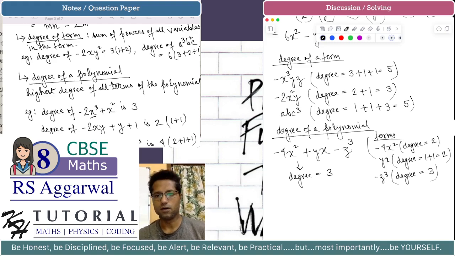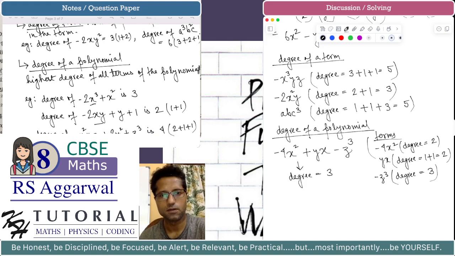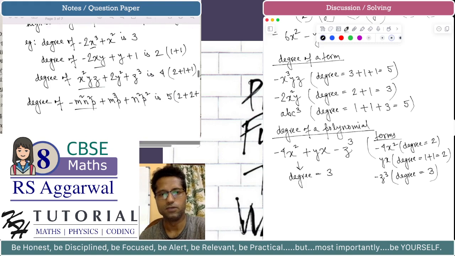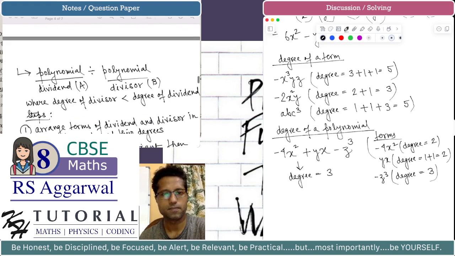So this is the degree of a polynomial, that is the highest power of all the terms in the polynomial. Okay, now this concept, degree of a polynomial, will be used in finding the division of two polynomials using the long division method. So we will use the long division method to find the division of two polynomials.